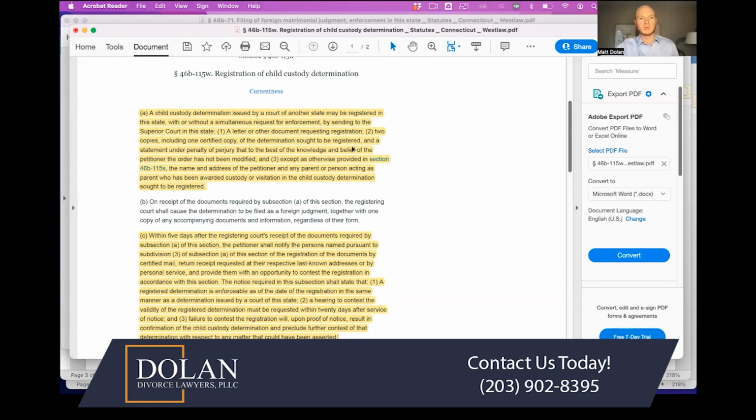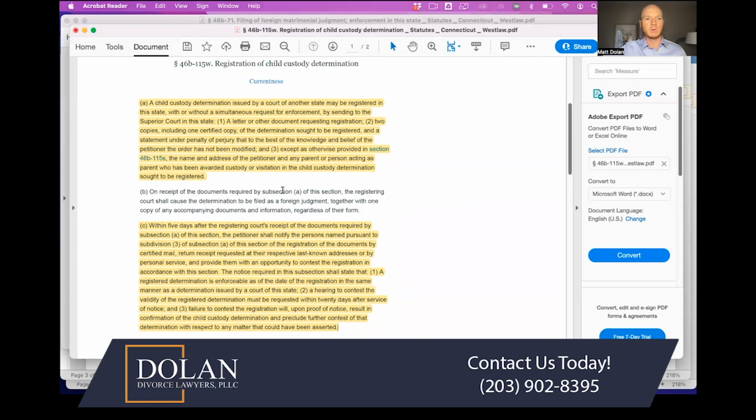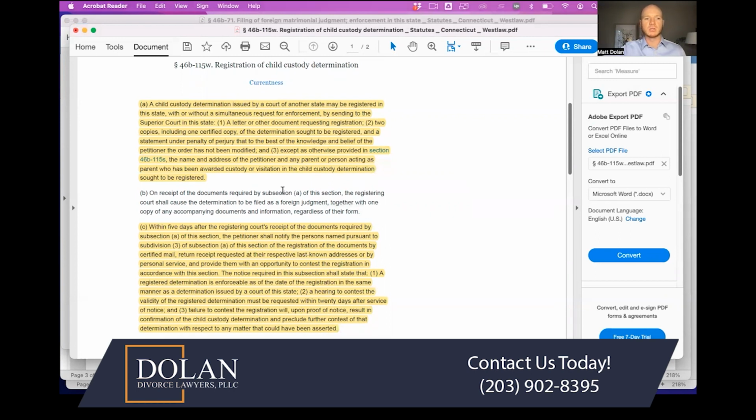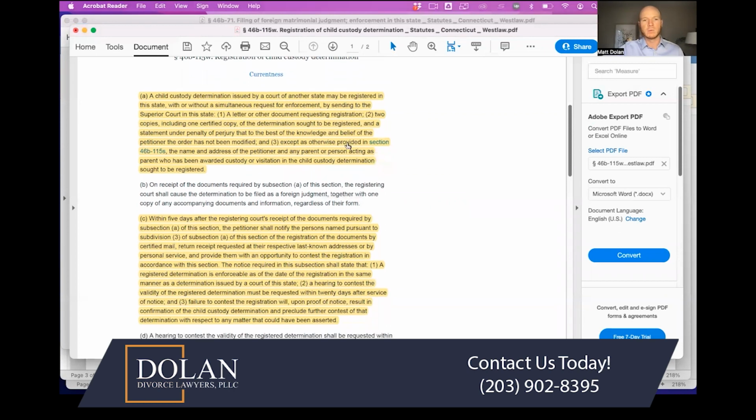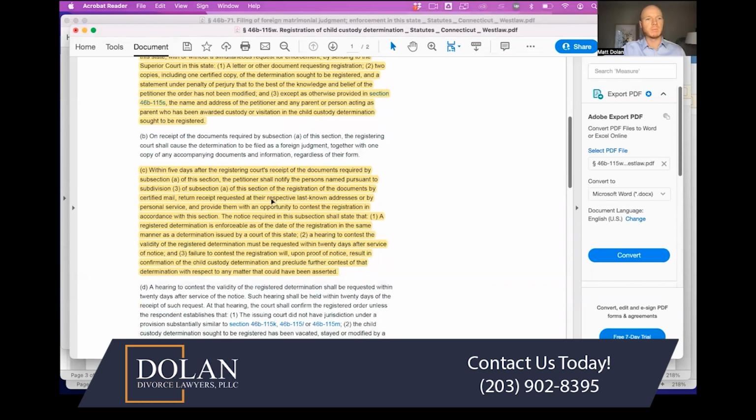determination sought to be registered, and a statement under penalty of perjury that, to the best of the knowledge and belief of the petitioner, the order has not been modified. And 3, except as otherwise provided in a different section, the name and address of the petitioner and any parent or person acting as parent who has been awarded custody or visitation in the child custody determination sought to be registered. So basically, you just have to put the name and address of both parties. That's what that last part means.